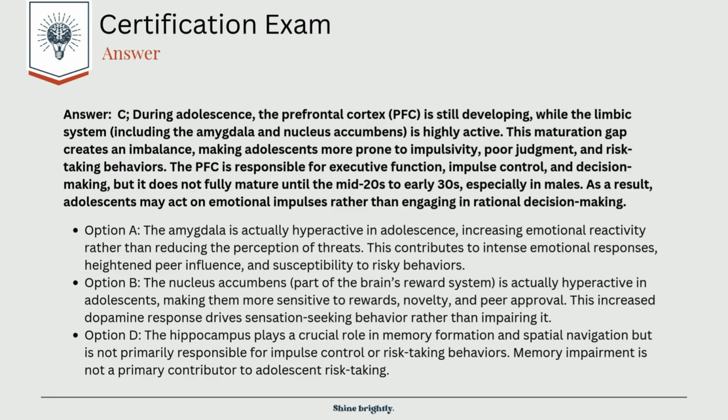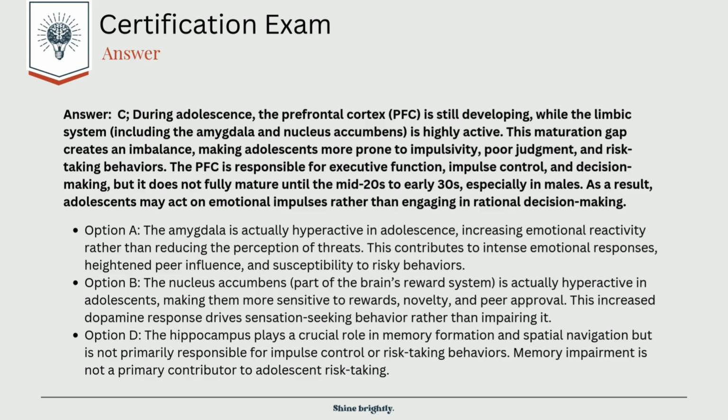Why are they wrong? The amygdala is underactive. Incorrect. The amygdala is actually hyperactive in adolescence, contributing to intense emotions, heightened activity, and social sensitivity. That's why we talk about our teenagers going through this crazy stage. Option B, the nucleus accumbens is hypoactive. Wrong. The nucleus accumbens, part of the brain's dopamine-driven reward system, is hyperactive in adolescence. This enhanced dopamine release explains why teenagers seek excitement, novelty, and peer approval more than adults do.